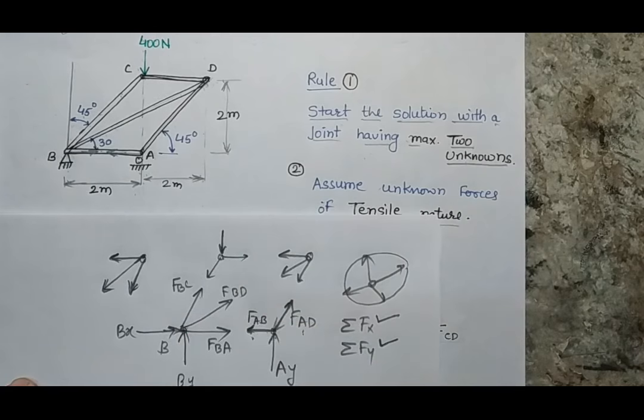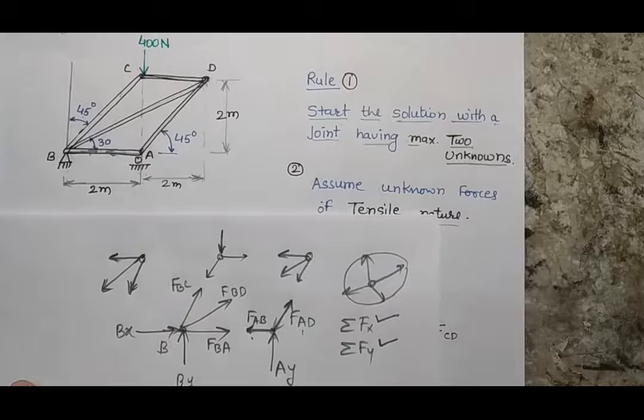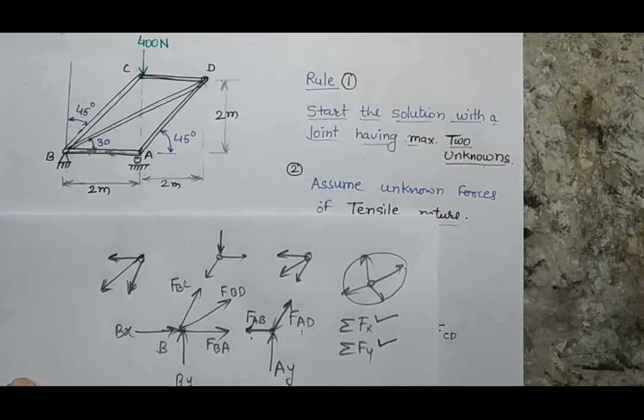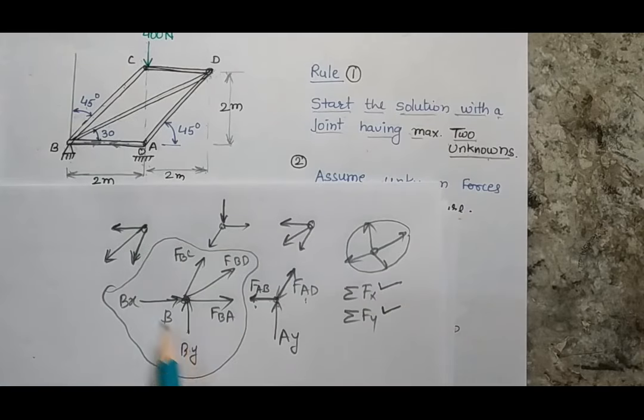So now, what is my first assumption? My first condition is that I can start from a joint where I have maximum two unknowns. So let's analyze here. If I start to write the equation of equilibrium for my point B, I can see here that there will be 1, 2, 3, 4, 5 unknowns. So no, I cannot start from here.